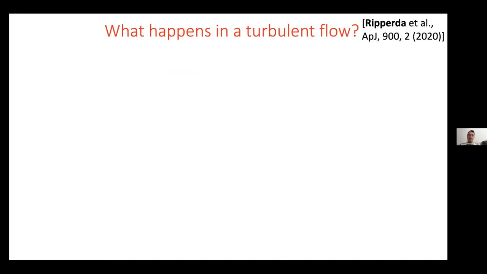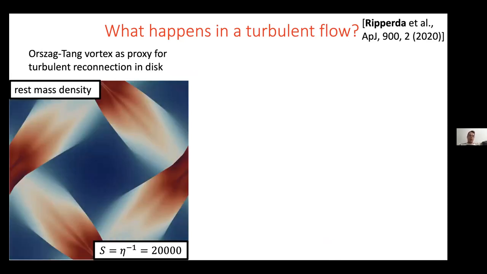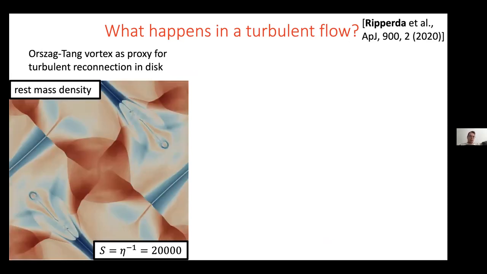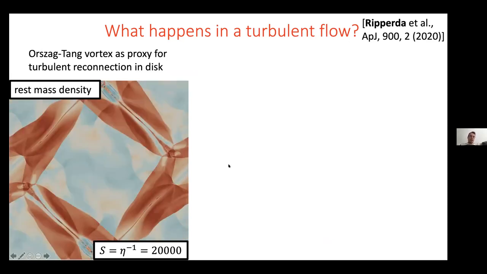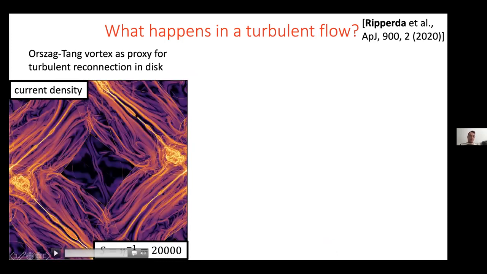So we tested first in a typical turbulent flow, to see what kind of resolutions we need to capture the resistive effects. And here you see a video of a simple Orszag-Tang vortex, which is a standard test for MHD codes. And you're looking at the rest mass density. And this is for a resistivity that is so small that we are in the plasmoid regime. So the Lundquist number is above 10 to the 4. And we see that plasmoids form here. And you see it as well in the current density here in the thin current sheets diagonally.